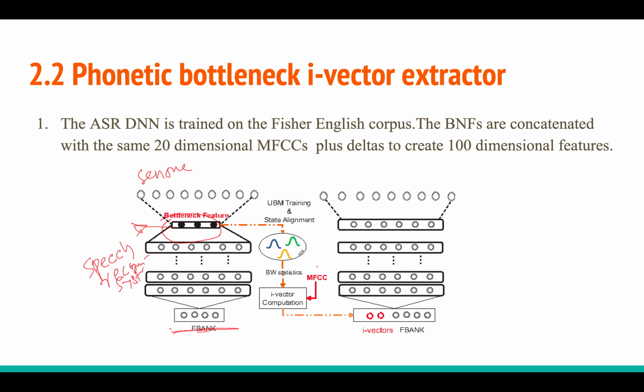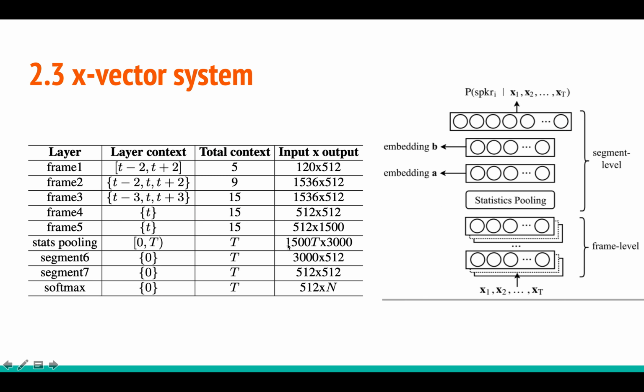Then you just concatenate them and use it for UBM training instead of using only the 20 dimensional MFCC which you were using before. And along with the 20 dimensions, you can use delta also, right?